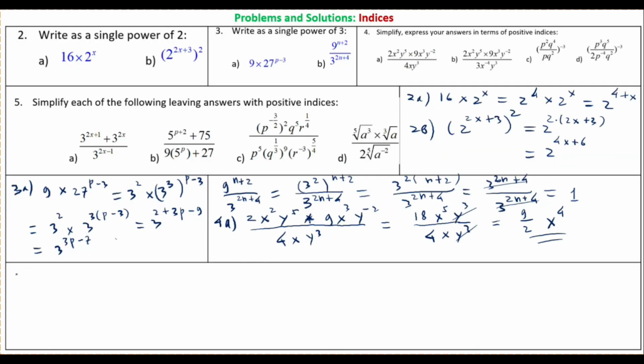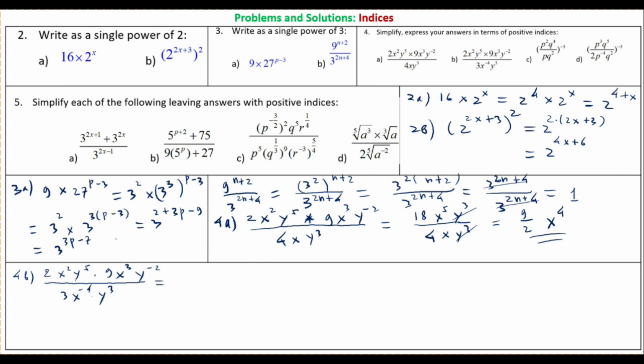Now for question 4b, we have 2x squared y to the 5 times 9x cubed times y to the minus 2, all over 3x to the power of minus 4 times y to the power of 3.